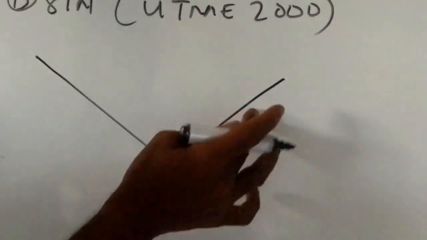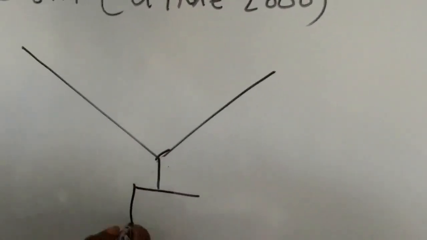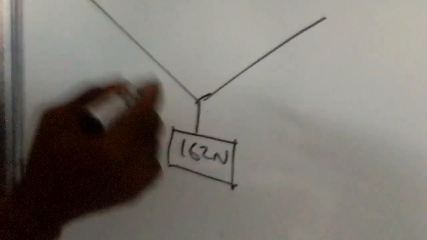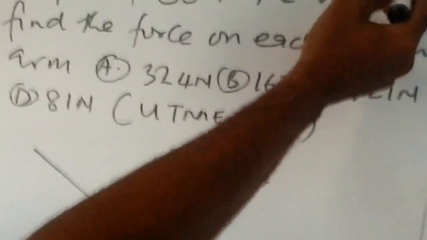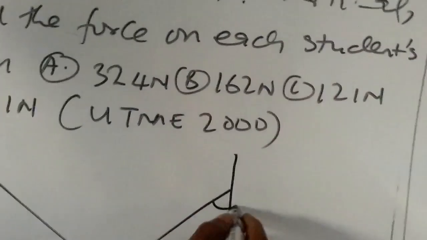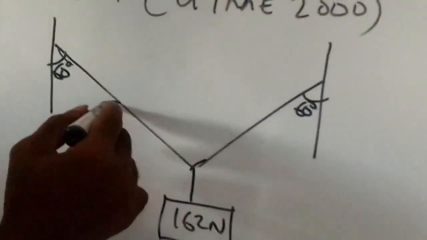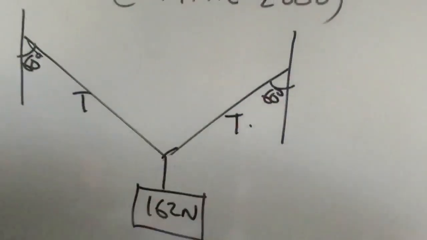To solve this problem, we're going to draw the vector diagram. Let this represent the handle on the bag pulled by the two students, and let this represent the bag. The load on the bag is 162 Newton. If each handle is pulled 60 degrees to the vertical, the angle here should be 60 degrees, and the angle made here should also be 60 degrees. The tension on the handle should be T and T also, because the angles are equal, so they have equal tension on both arms. So we'll now complete the diagram into a triangle.